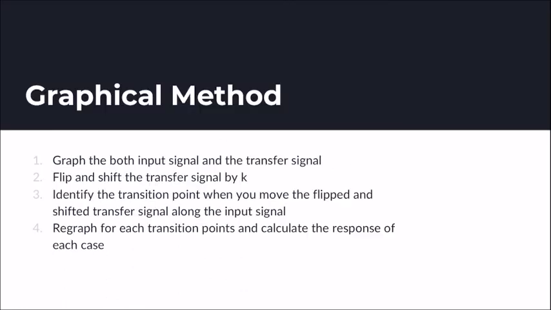Then we have different methods of solving and getting the convolution of a signal. The one we're discussing now is the graphical method, which can be done in four steps. The first one is we graph both the input signal and the transfer signal. Secondly, we flip and shift the transfer signal by the value of k, and then we can identify the transition points as we move and flip the transfer signal along with the input signal at the same time. Then we can regraph at each transition point and calculate the response for each case.